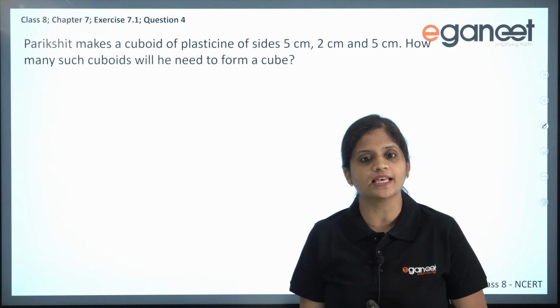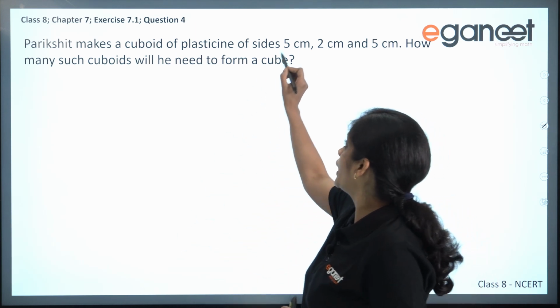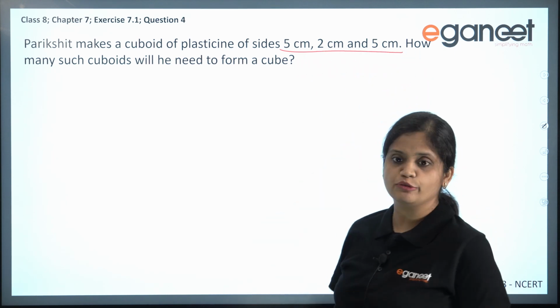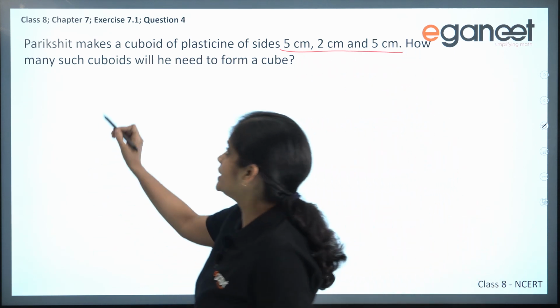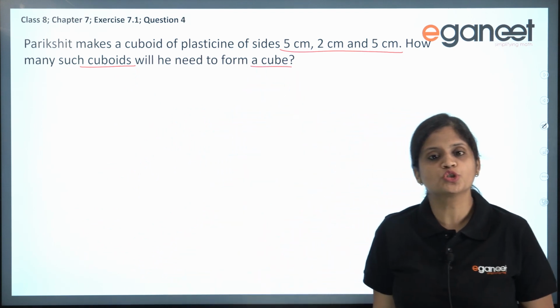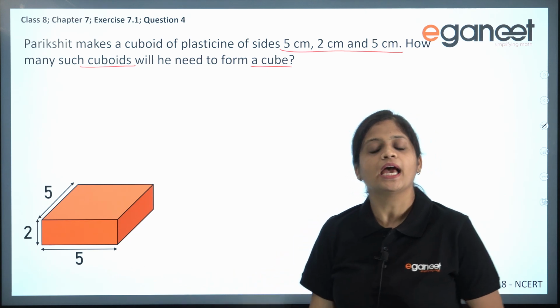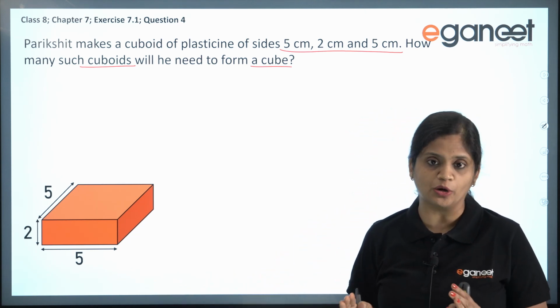The question says Parikshit makes a cuboid of plasticine of sides 5 cm, 2 cm and 5 cm. How many such cuboids are needed to form a cube? So he already has a cuboid of the said dimensions and he needs to make a cube out of it.